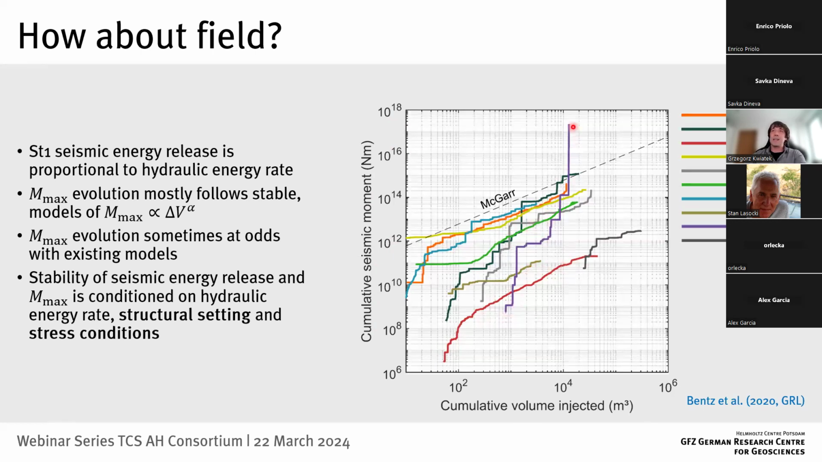However, for some sites, this deformation is continuously increasing. And what's moreover important is that this is at odds with any existing models of maximum magnitude or seismic moment release. So basically, if we observe some kind of deviation of seismic energy release with respect to the hydraulic energy, that should possibly trigger some warning for us, but I will come to that a bit later.